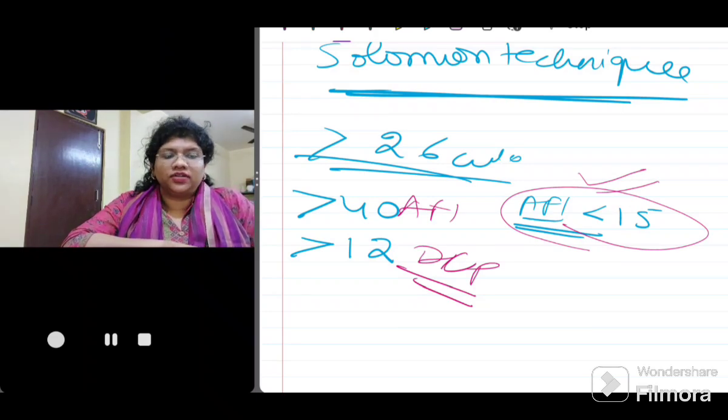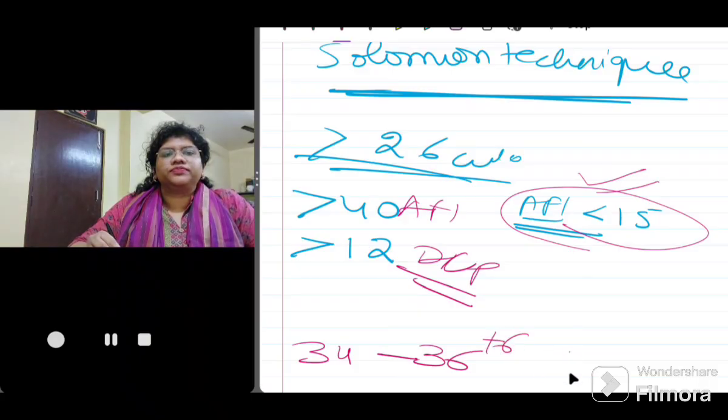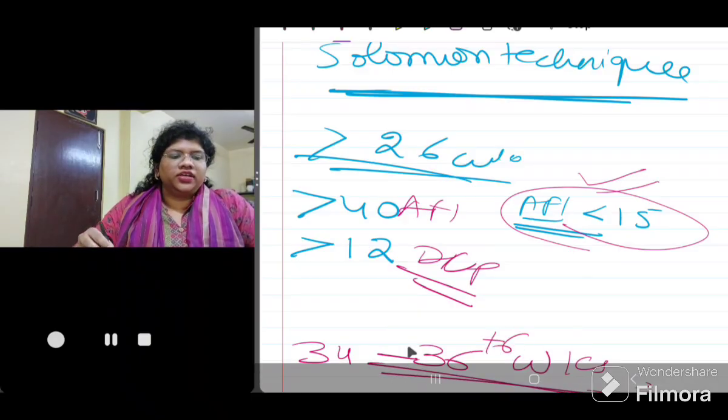Now, when do you deliver? Any monochorionic twin which was complicated by TTTS, and where you have done a treatment either by laser or any of the other techniques, has to be delivered between 34 to 36 plus 6 weeks.